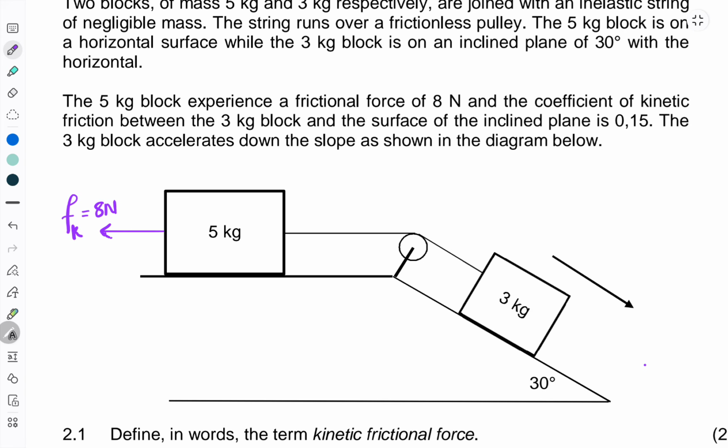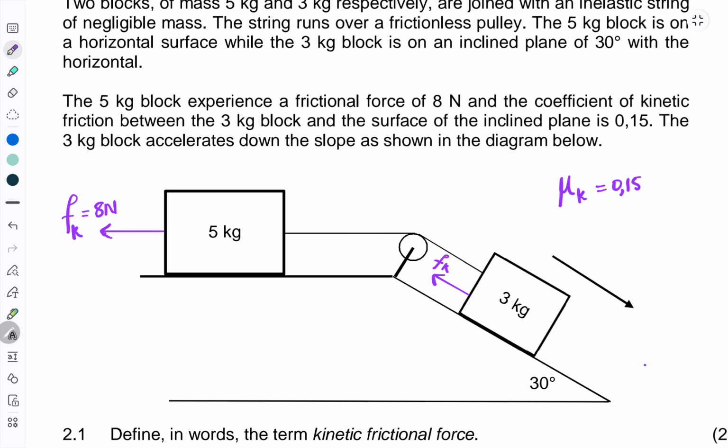Okay, and then the coefficient of kinetic friction between the 3 kilogram block and the surface of the inclined plane is 0.15. So we know that here there's also kinetic friction. We just don't know what it is yet. They only told us the coefficient. So the coefficient here, we are told that mu k is 0.15. Okay, so we have that.